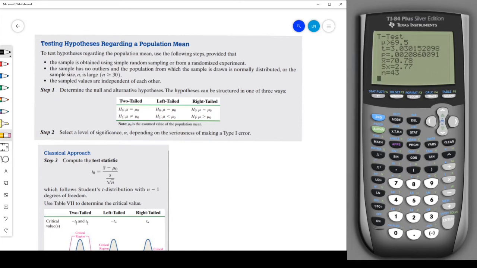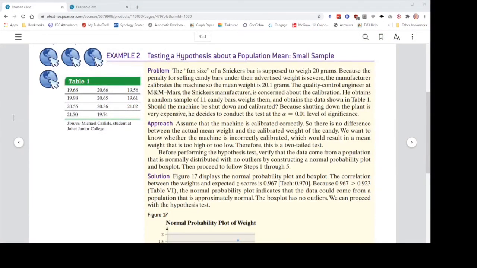What happens if we have a small sample, and in addition to the small sample, we don't know anything about the population? All right, so we've talked about these hypothesis tests in terms of quality control in the past. So let's look at this example here.